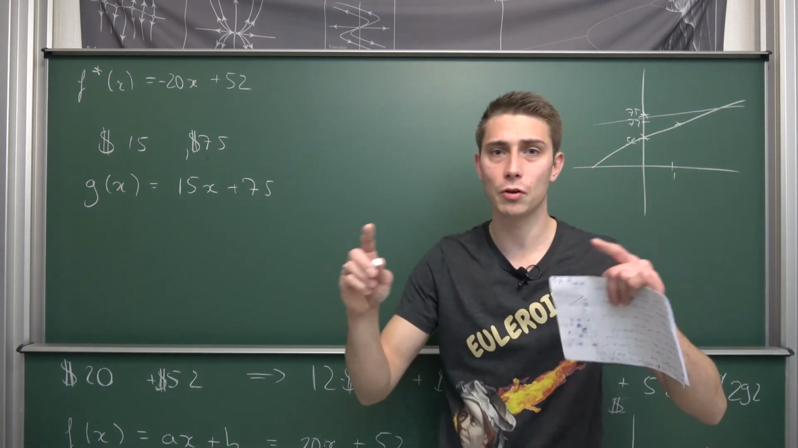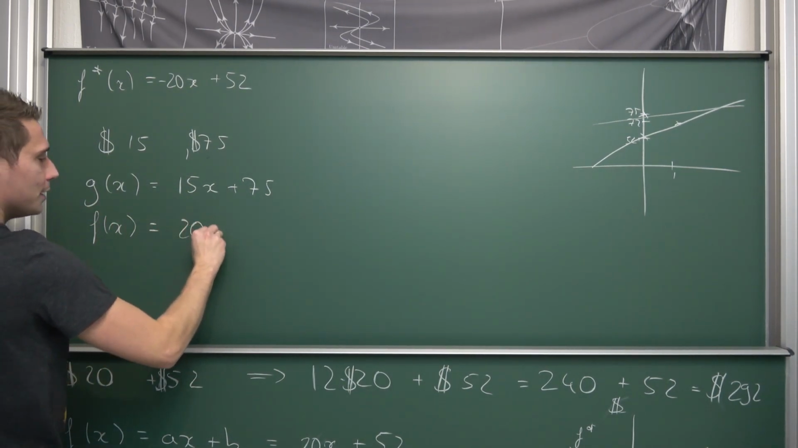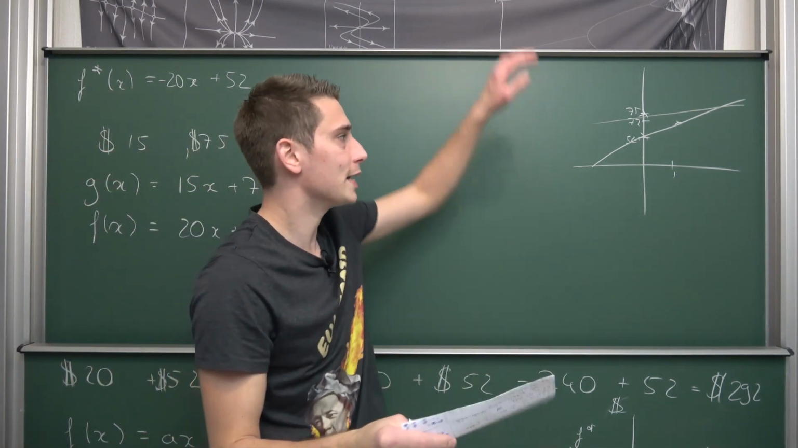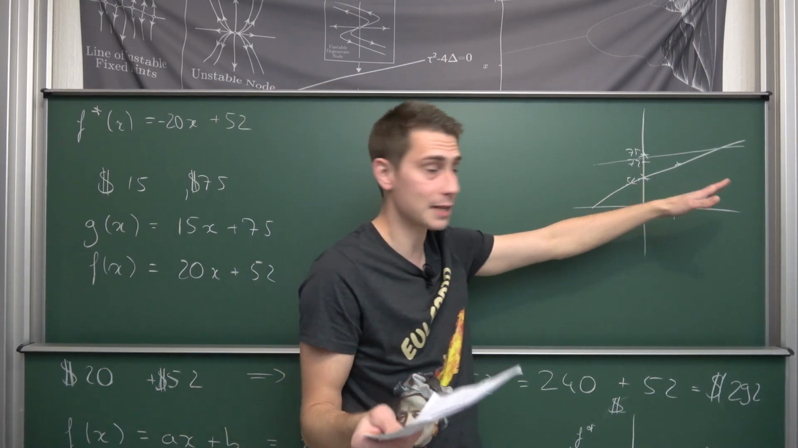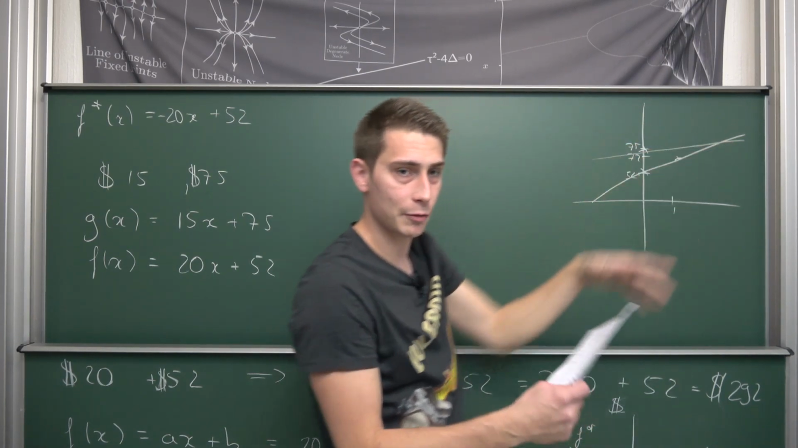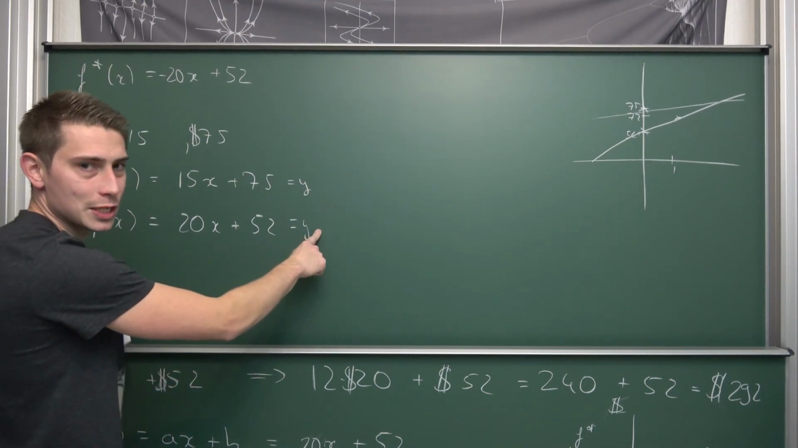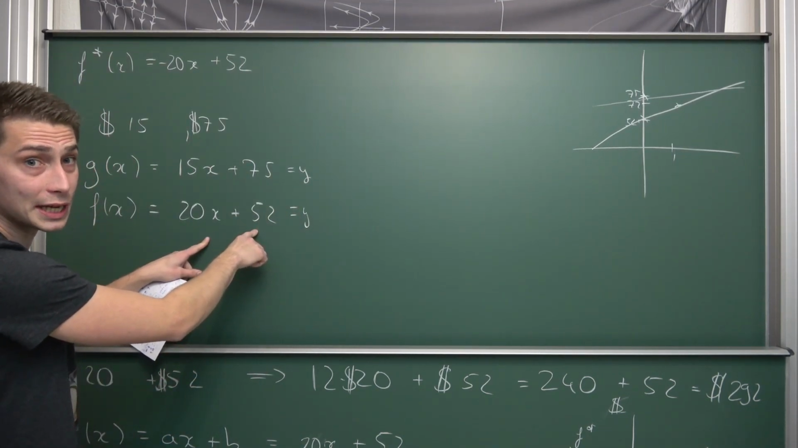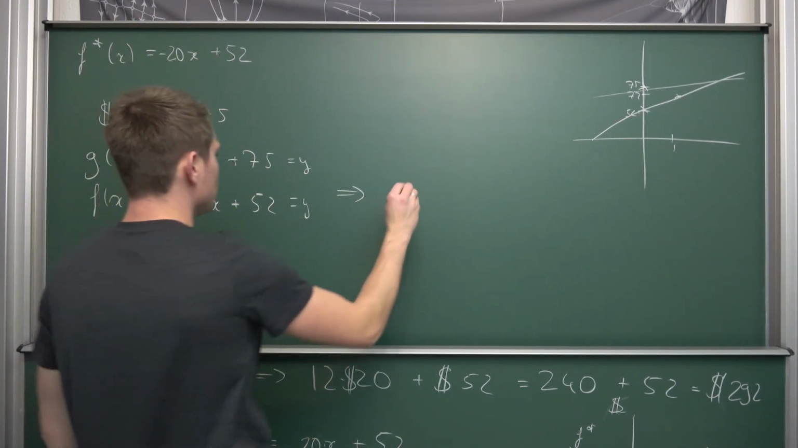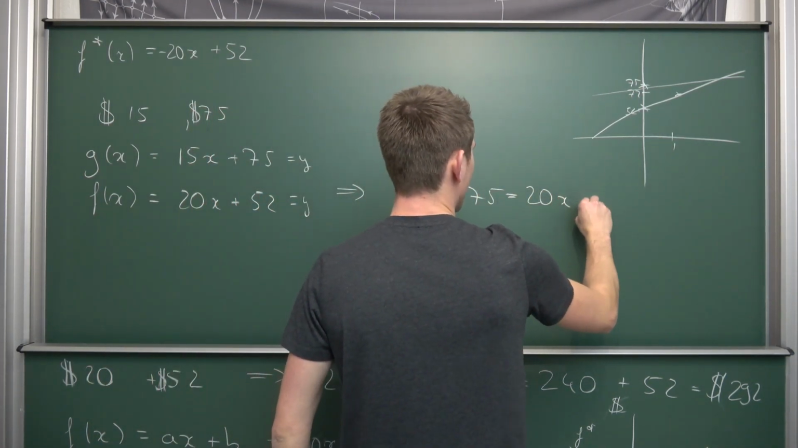And now we are going to look for the intersection point of the two functions f and g. Now the intersection point, we have done this before, is just going to be the point where they share the same x and y coordinates. Meaning, if we say both correspond to the same y coordinate, both of those are y, then both of those are also equal at this point with the same x coordinate. So what we can do is we can say, okay, f is going to be equal to g. 15x plus 75 is going to be equal to 20x plus 52.